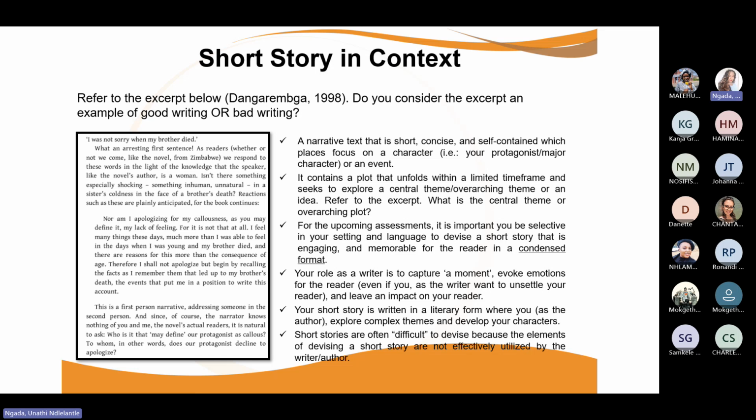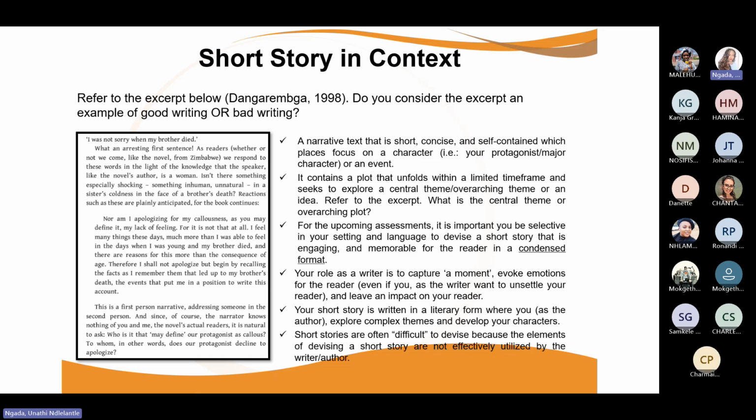And this kind of moment, this significant moment in your narrative text, needs to leave a lasting impact on me as the reader of the text. So the short story or the narrative text is written in a literary form. So this is where you are able to explore themes and also develop your character. So when I say literary form, what I mean is genre.